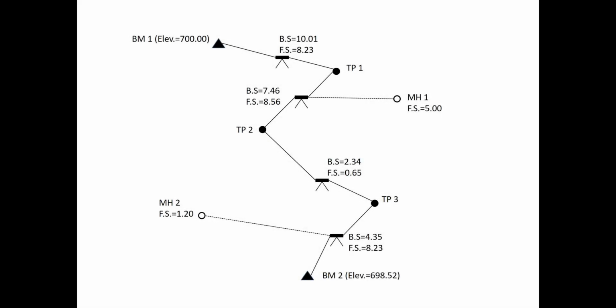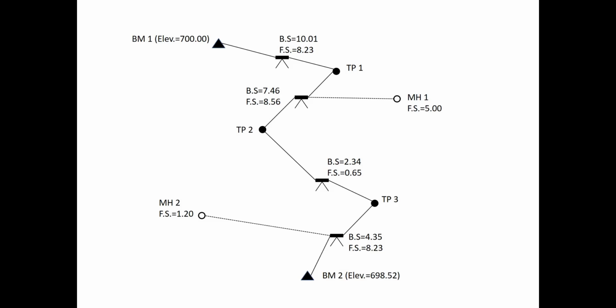For our next example, we're going to prepare a set of differential leveling notes for an open level section. Recall that an open level section begins and terminates on different benchmarks. In this example, we're beginning our differential leveling by referencing benchmark 1 with a known elevation of 700.00 feet above sea level. Note that we close on benchmark 2 with a known elevation of 698.52 feet.